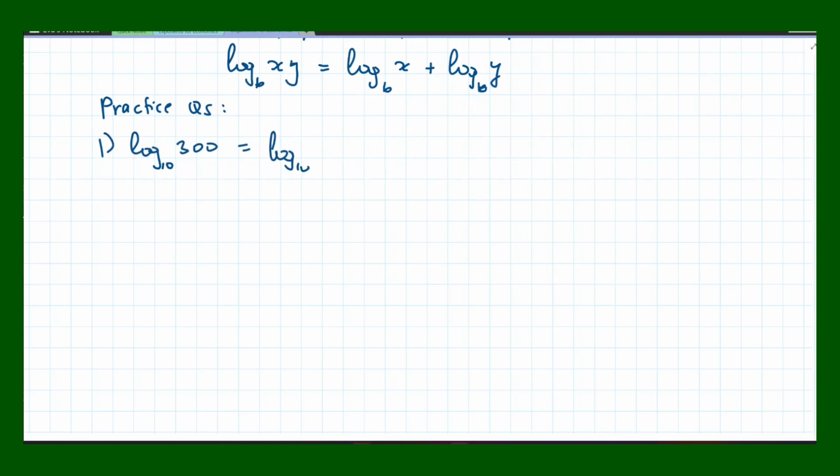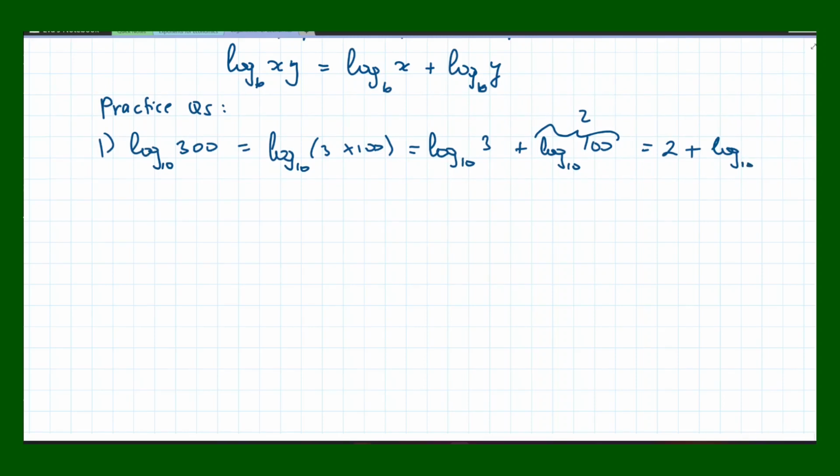So let's write down log base 10 of 3 times 100, where 100 is a power or exponent of 10. Then I can replace this with log base 10 of 3 plus log base 10 of 100, and I know that log base 10 of 100 is 2. So this whole expression cancels down to 2 plus log base 10 of 3. And obviously log base 10 of 3 has to be less than 1, because 10 to the first power is equal to 10. So I would expect my answer to be 2 point something, but probably less than 2.5.